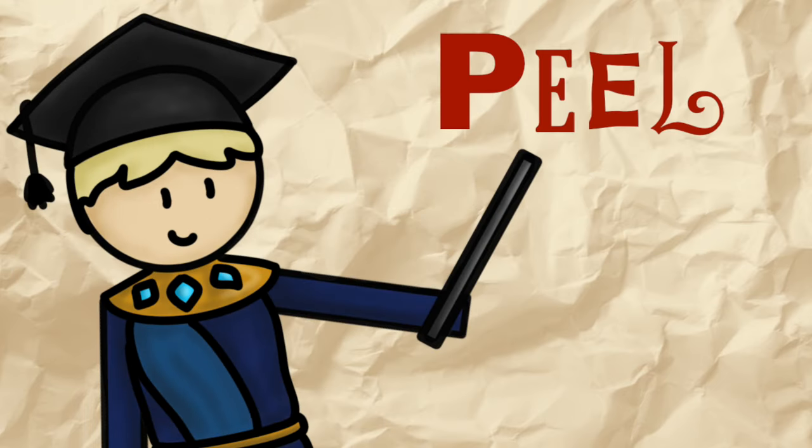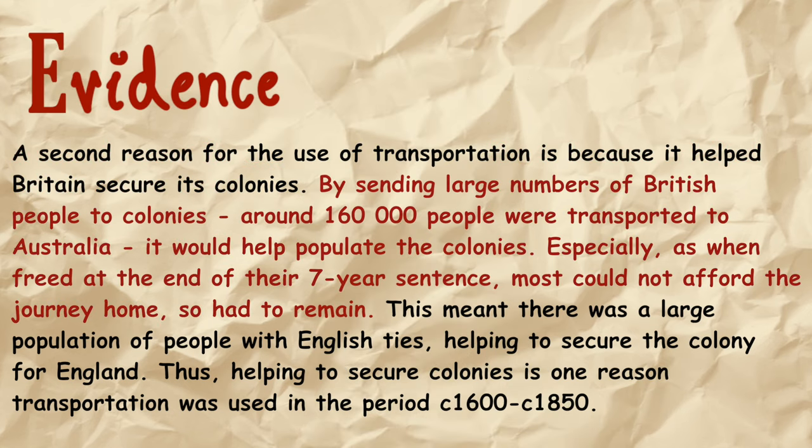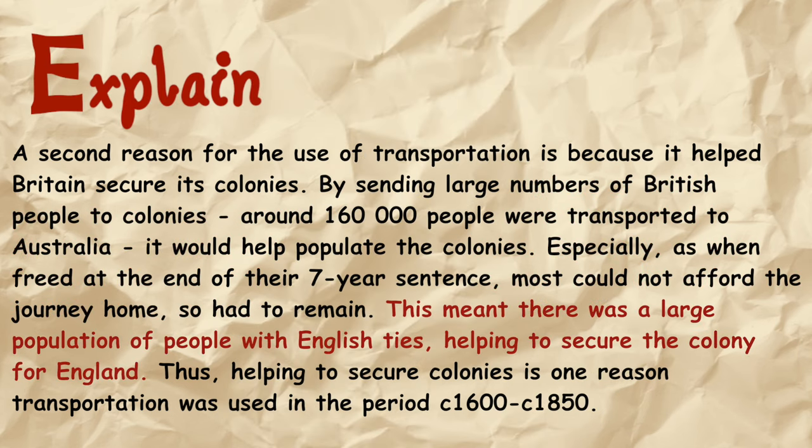Now we repeat the process for the second paragraph. A second reason for the use of transportation is because it helped Britain secure its colonies. That's our point. By sending large numbers of British people to colonies, around 160,000 people were transported to Australia, it would help populate the colonies. Especially, as when freed at the end of their 7-year sentence, most could not afford the journey home, so had to remain, our evidence.